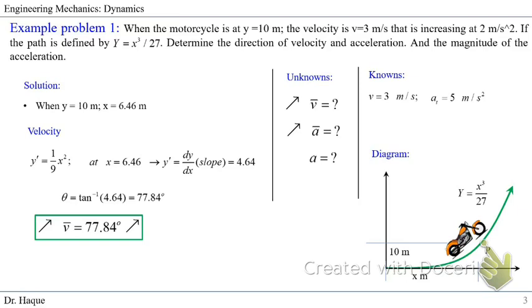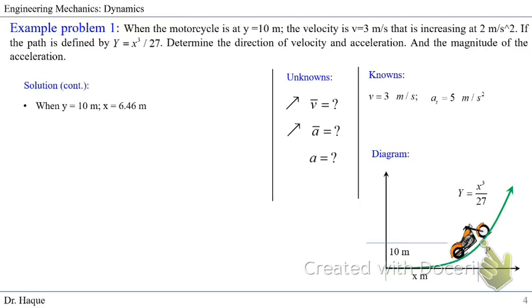So now let's move on to the acceleration part. For acceleration, we know the equation for tangential and normal components: at with a unit vector ut, plus an, the normal component, multiplied by the unit vector in the normal direction. We know that at, the tangential component of acceleration, is given. So the first part is fine. For the second part, v squared, we know v is also given. The only thing we don't know is rho.